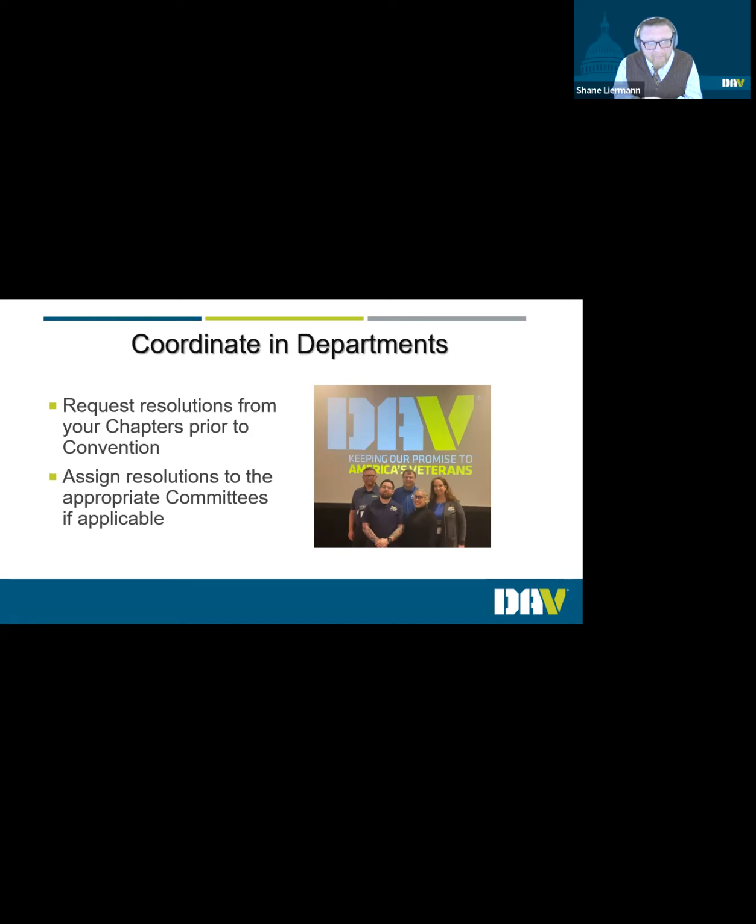For example, the Department of Virginia, which I'm active in, they just have one resolutions committee. So all of the resolutions that are adopted by chapters in the department must be submitted by 17 days prior to the department convention.